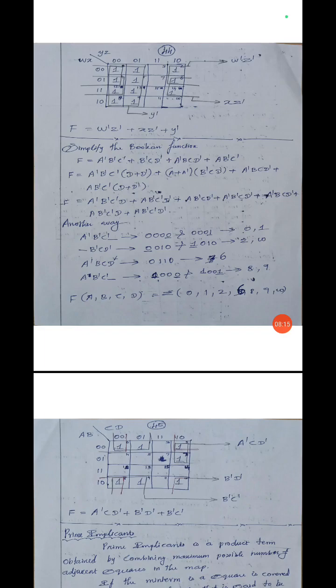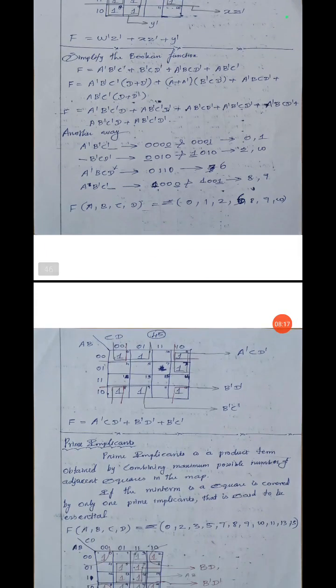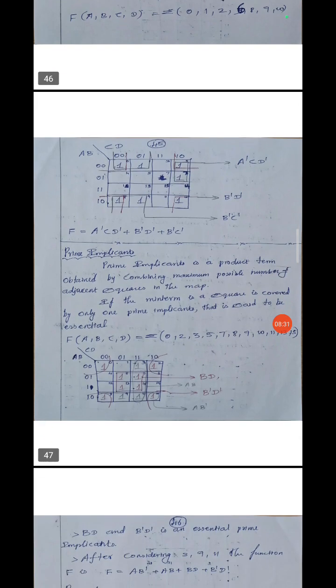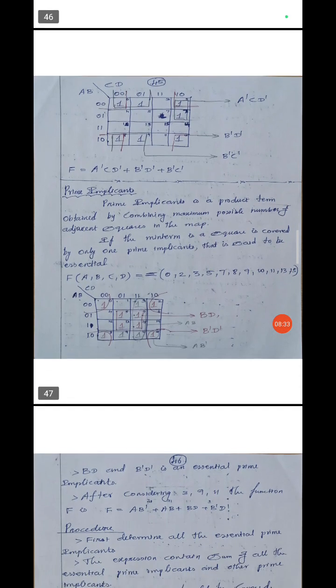Then after that you have to convert the particular term into a binary number. Then by using the binary number you can find the min term. So f of a b c d equals summation of 0 1 2 6 8 9 10. These are the min terms. By using these min terms you can form the K map, then you can find the equation.